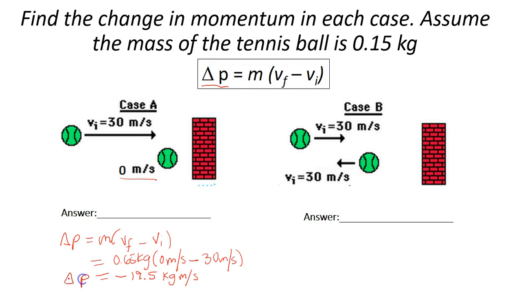So the change of momentum is negative. Think about what that means. You can interpret this a couple different ways. You can see that the final velocity was less than the initial, so this object slowed down, right?